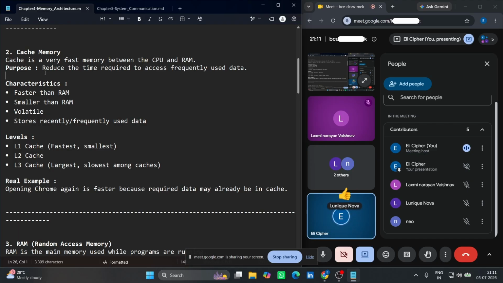Did you get the meaning of cache, right? What is the purpose of cache? Okay, you already know that. Leo, did you know that? Did you get the purpose?